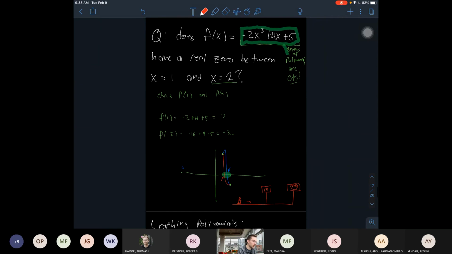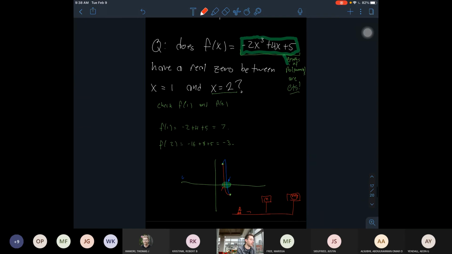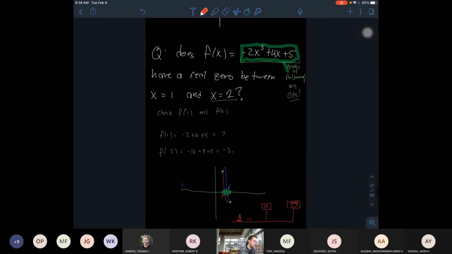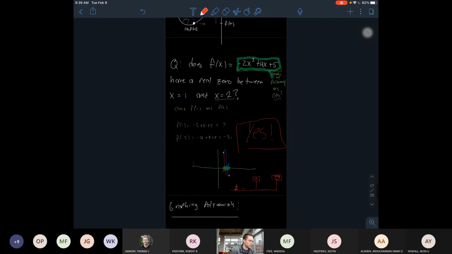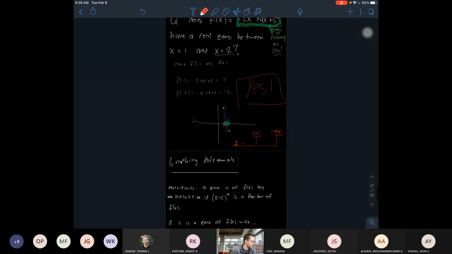So that's one way that we could use it to answer a question like that without ever even really having to do the really hard legwork of actually finding out what the zeros of this function are. We can just say, well, we know it's above the x-axis and then it's beneath the x-axis, so it must cross somewhere in between. So the answer is yes. Okay, so that's the intermediate value theorem.